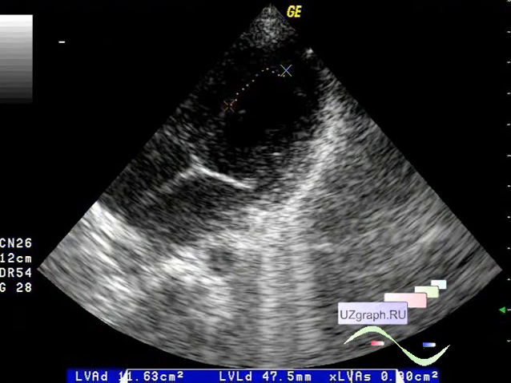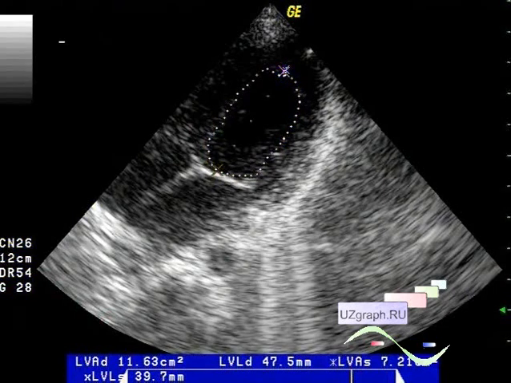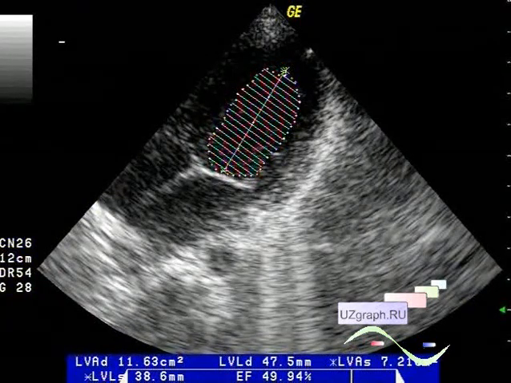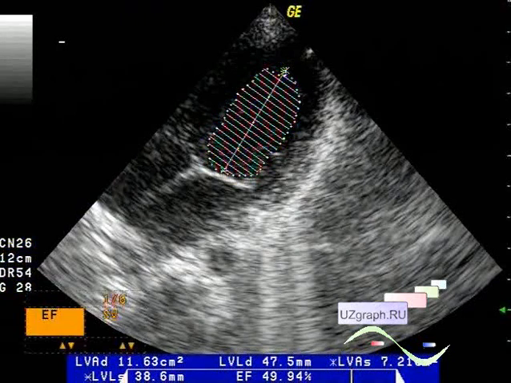Then these two steps are repeated for systole phase. As a rule, Simpson ejection fraction is smaller than Teichholz's. This B-mode calculation is used in case of abnormal local contractility.